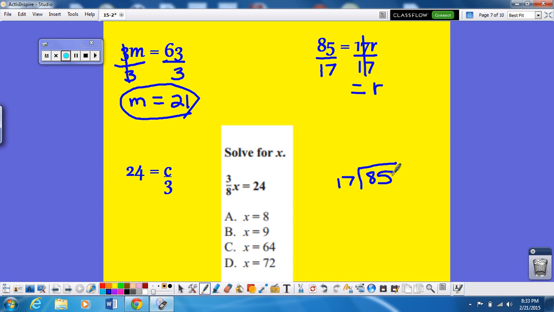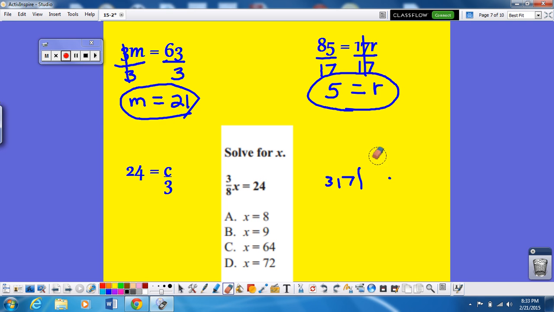What could that be? 17 could go into 85. Let's try 5 times. 5 times 7 is 35. 5 times 1 is 5 plus 3 is 8. So here I know the answer, that the variable R is equal to 5. Again, you could go plug it in to make sure that you are correct.